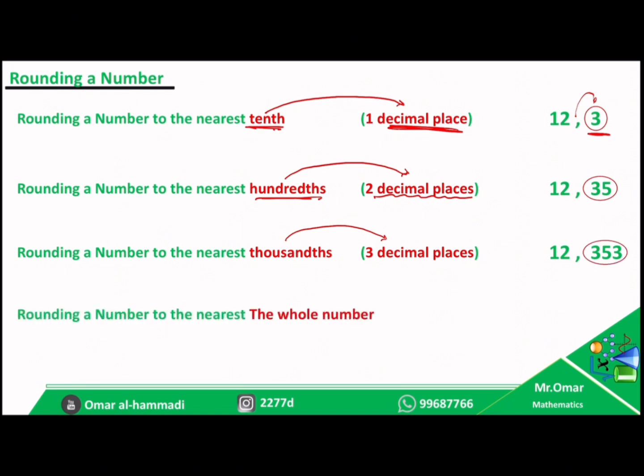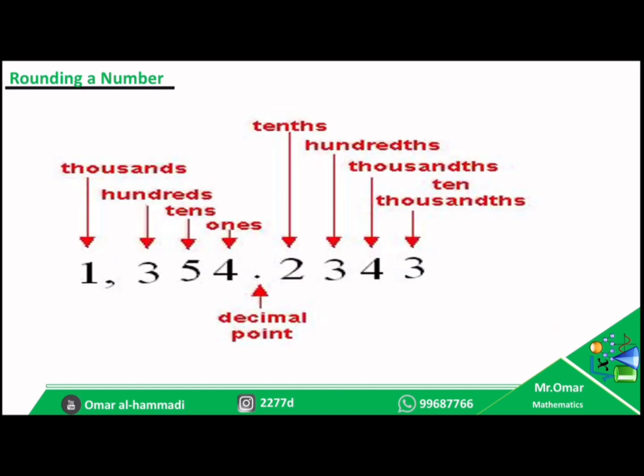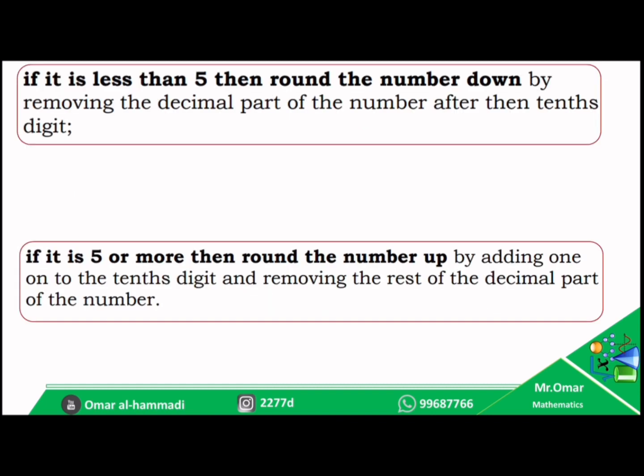Rounding a number to the nearest whole number. What do you mean by the whole number? This is the meaning of the number without a decimal, without a point. It's only 12. And here, this is the whole thing that we have. But let's see this one. This is the rule that we are actually going to use in rounding numbers.